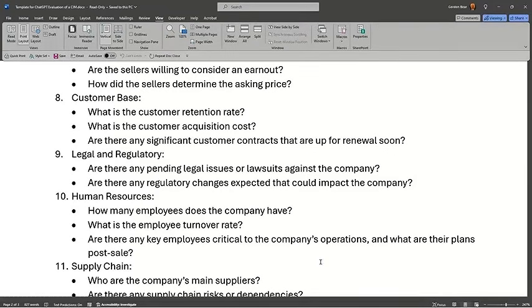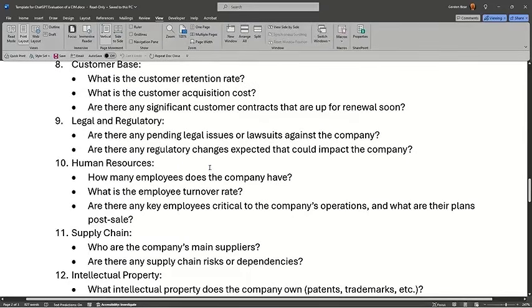Legal and regulatory. Okay. Are there any pending legal issues or lawsuits against the company? A lot of times, if the company has lawsuits or pending lawsuits, they just won't say anything about it. But if they don't have any, they're very proud of that. And in the CIM will be something along the lines of the company has product liability insurance and it has errors and omission insurance and it's got all these insurances and the company is not in any litigation and there's no litigation pending. They'll tell you that because they're proud of it. But if it doesn't say anything, then you got to go ask the seller.